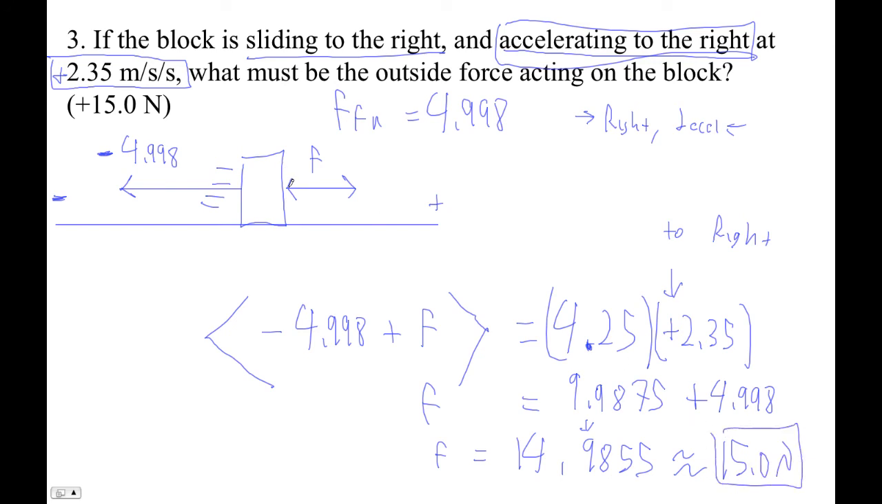Okay, so this force to the right is, in fact, 15 newtons this way. Would make it accelerate at that rate to the right. In other words, this force would be sufficiently bigger than this by enough to make this thing accelerate to the right at that rate. Alrighty.